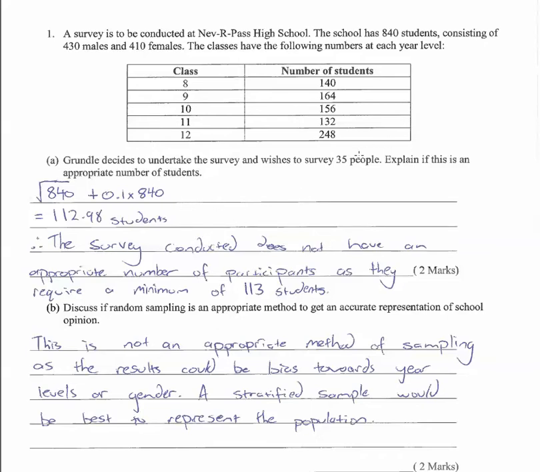And as you can see here, it's well over the survey of 35 students that they want to survey. So you can say that, no, this here is not an appropriate number of students for this population, as the minimum should be 113 students.